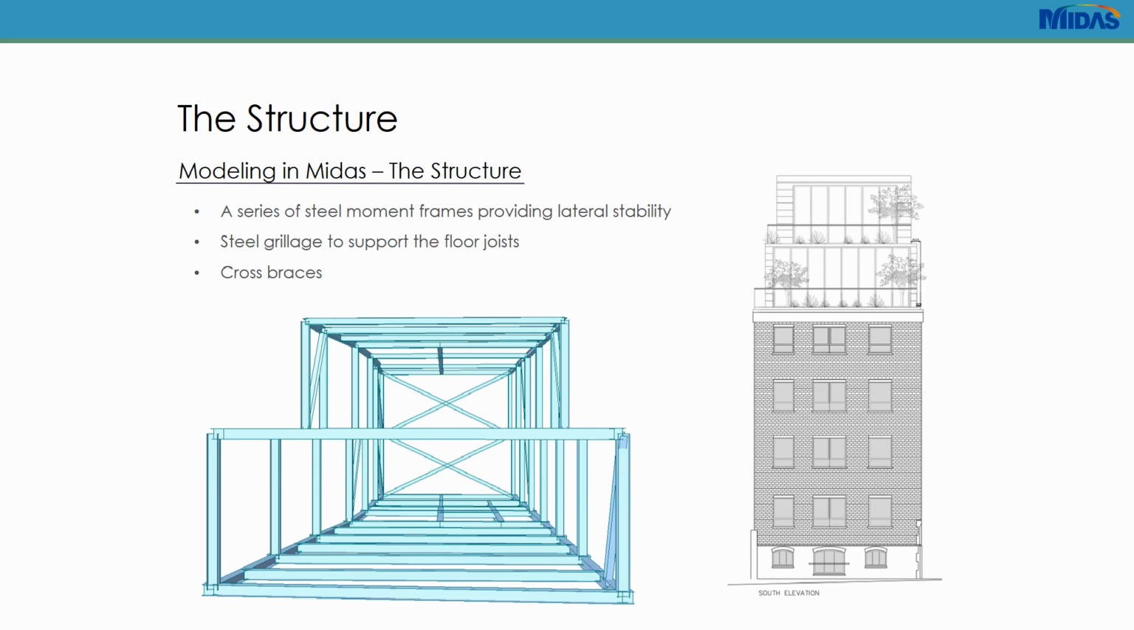The structure itself was done using steel frames, and for the roof a steel grillage was used to support the loads so that the roof of the existing structure is not loaded too much. Also cross bracings were used, as mentioned before, to help with the lateral movement.